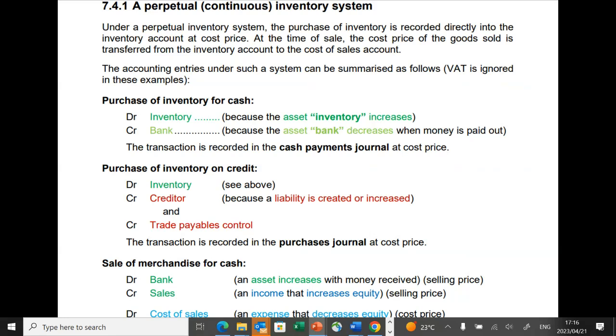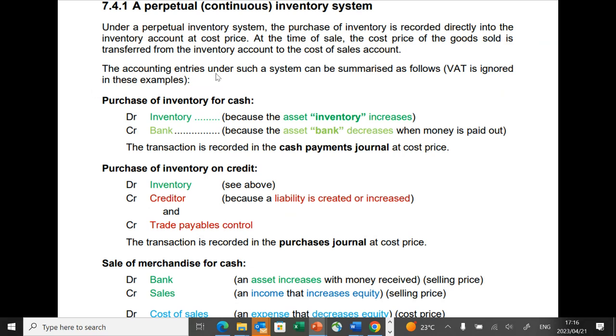So under perpetual inventory system, on this slide, I just wanted to show you, remember that we've already explained that when we purchase inventory under perpetual inventory system, we record that inventory directly into the inventory account. And then at the time we are selling that inventory, the cost price of goods that are being sold, we transfer it from the inventory account to what? To your cost of sales. So here is the summary of a transaction. We're just going to look at them quickly, but we're still going to do an example.